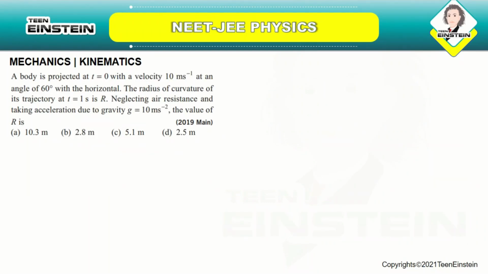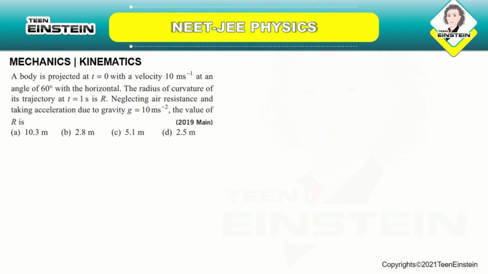A body is projected at t equal to 0 with a velocity 10 meter per second at an angle of 60 degree with the horizontal. The radius of curvature of its trajectory at t is equal to 1 second is r. Neglecting air resistance and taking acceleration due to gravity g is equal to 10 meter per second square. The value of r is.